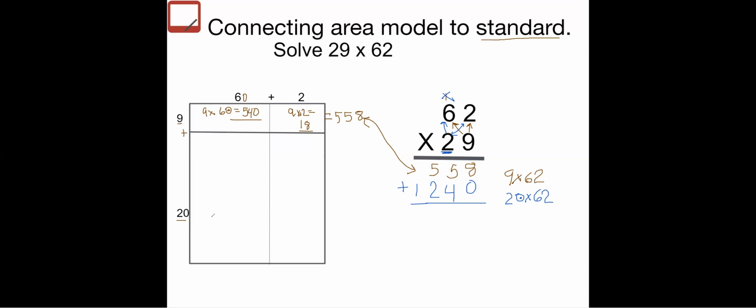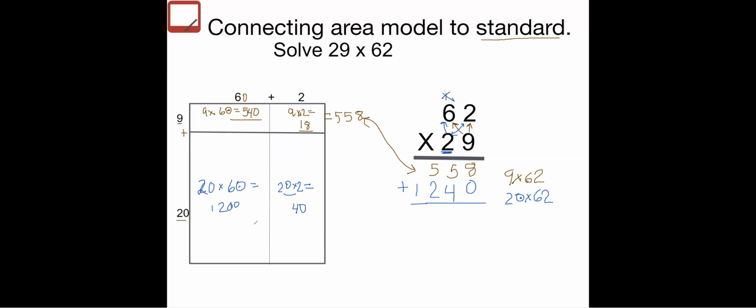So let's go over to our area model. We have 20 times 2. Well, if I have two 20s, I know I have 40. 2 times 2 is 4, and 1 0, 40. And then I have 20 times 60. I have 2 zeros that I'm ignoring. 1, 2, and 6 times 2 is 12. I'm not really ignoring them.